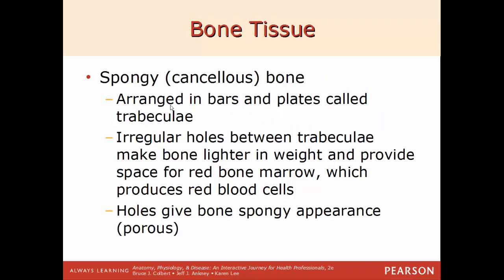The ends of the long bones, the epiphysis, you'll find what's called spongy bone. It's also called trabecular bone or cancellous bone. Now, this is a type of bone that's arranged in bars or bony plates called trabeculae. That's why it's called trabecular bone. Now, within these plates, you'll find irregularly shaped holes to make this area of the bone lighter in weight and provide more space for red bone marrow, which is the tissue that will produce red blood cells.